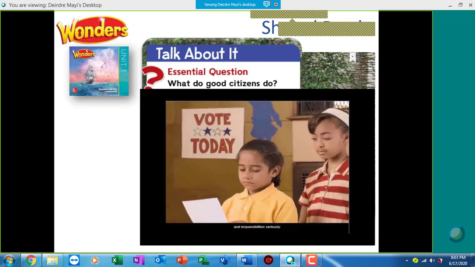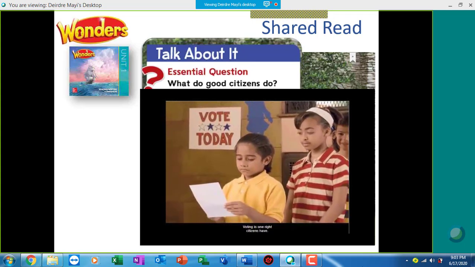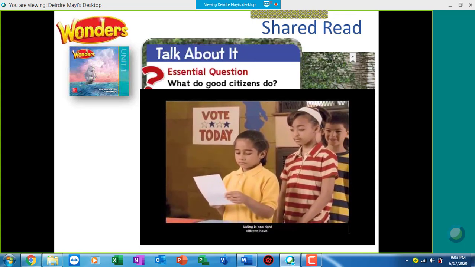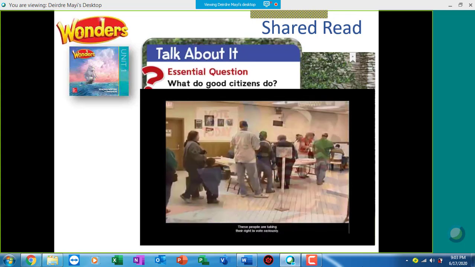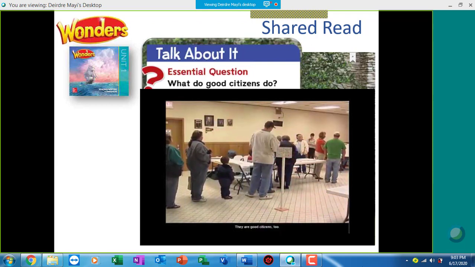Good citizens also take their rights and responsibilities seriously. Voting is one right citizens have. These people are taking their right to vote seriously. They are good citizens too.